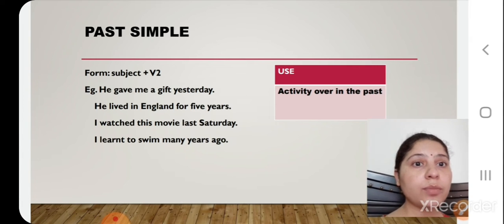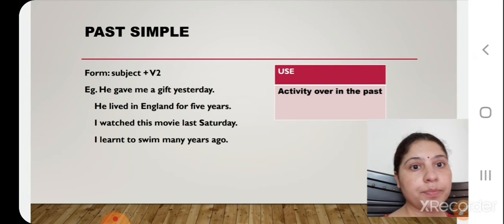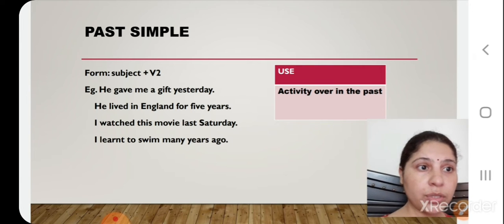I watched this movie last Saturday. Last Saturday is also gone. So this again is a sentence that tells us about an activity of watching a movie in the past. And the last sentence tells us that many years ago I learned to swim. So simple past is used to refer to an activity that occurred in the past, that is completed in the past, over.